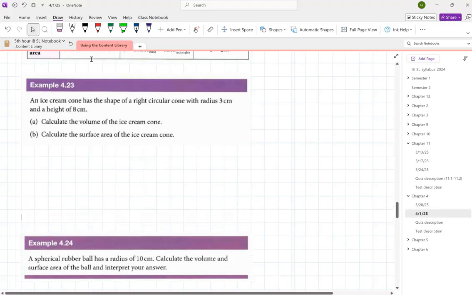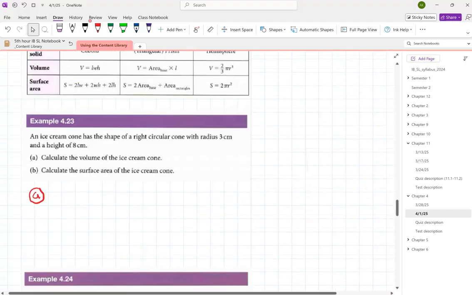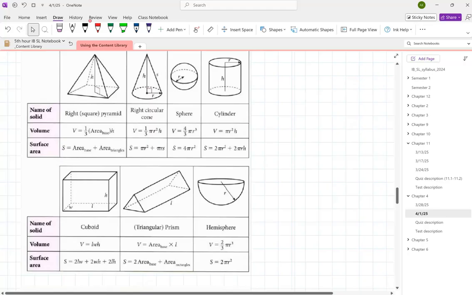It says an ice cream cone has the shape of a right circular cone with a radius of 3 centimeters and a height of 8 centimeters. Calculate the volume of the cone. If I go to my formula sheet here, it says the volume of a cone is 1/3 pi r squared h.